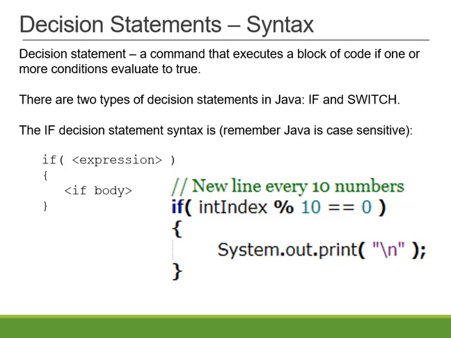A command that executes a block of code if one or more conditions evaluate to true is a decision statement. In Java, you will use if and switch. Here is an example of code that prints a new line for every 10 numbers.